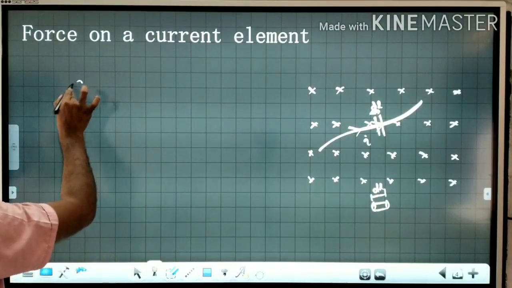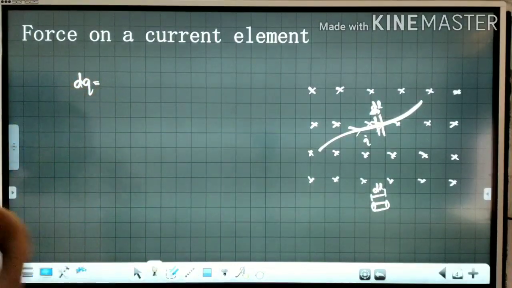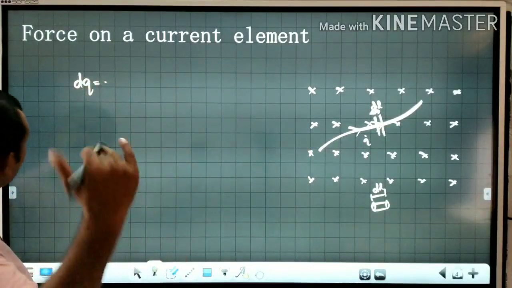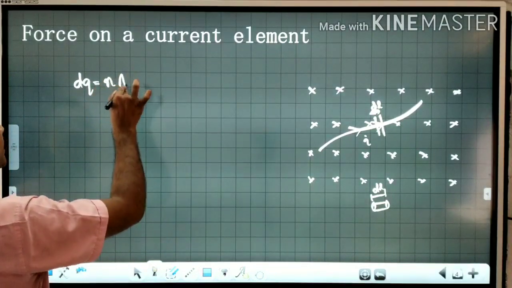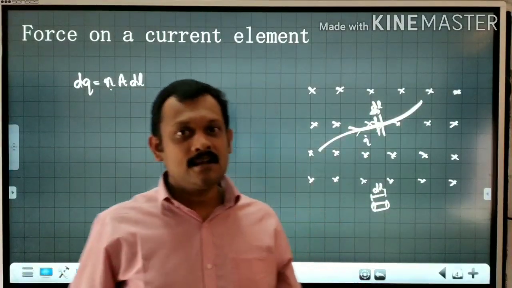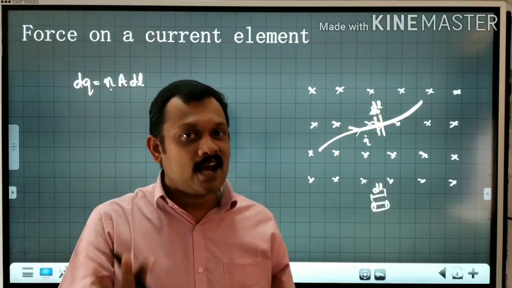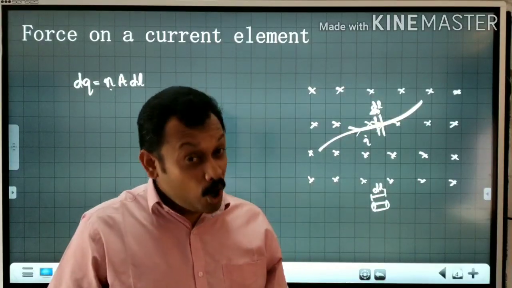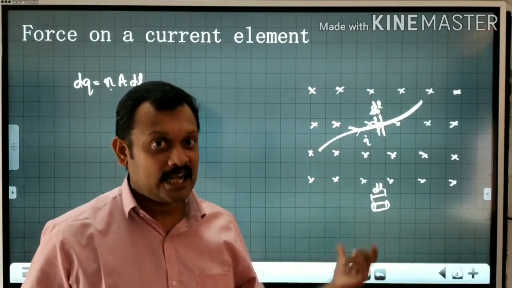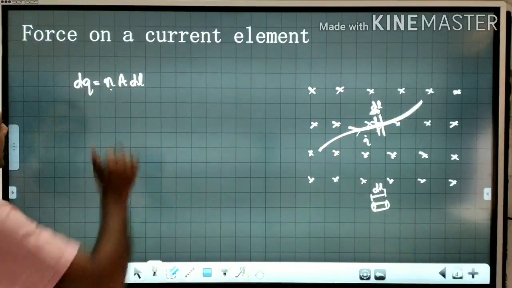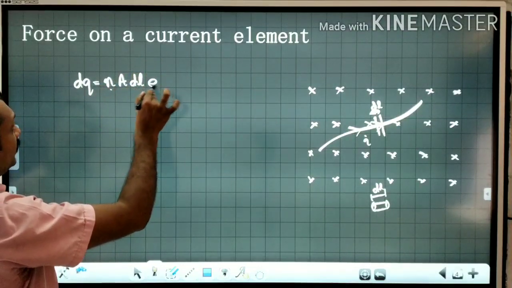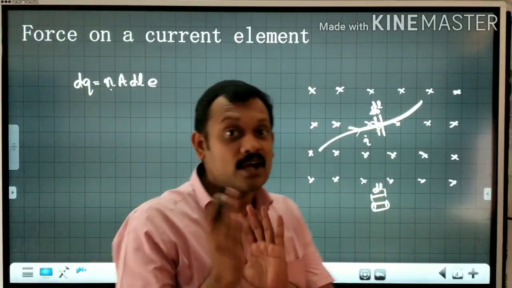What is the number of charges? If dq is the number of charges present there, as we learned in the previous chapter, it is n into A into dl. What is n in this formula? n is the number density of free charge carriers, A the cross sectional area of the wire, dl the length of that current element. Now multiply, this will give you the number of charge carriers, that into the charge of an electron.